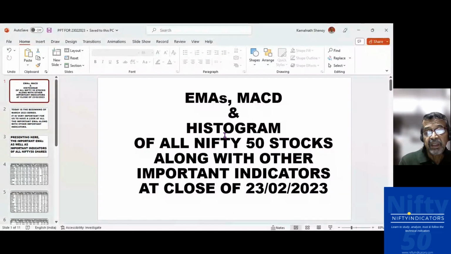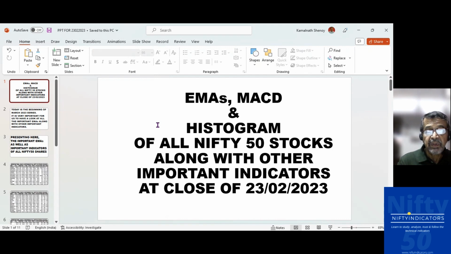Before we start trading today, we better look at some important data. I am presenting this chart so that you can base your decisions after studying these.